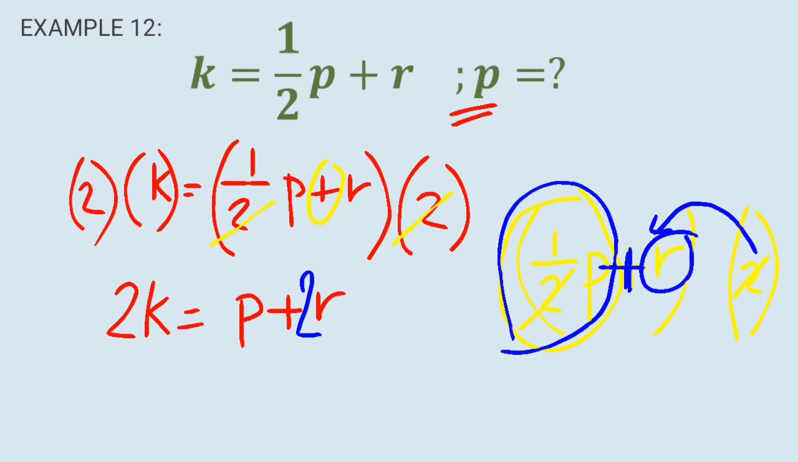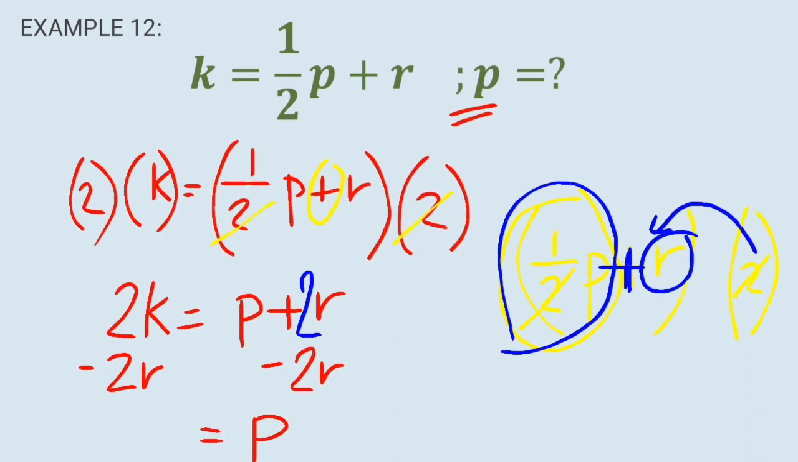2K is equals to P plus 2R. Again, we are to look for P. So we have a term here, 2R. So how are we going to eliminate that one? To eliminate that one, we have to subtract 2R and also 2R here. And we are left with what?